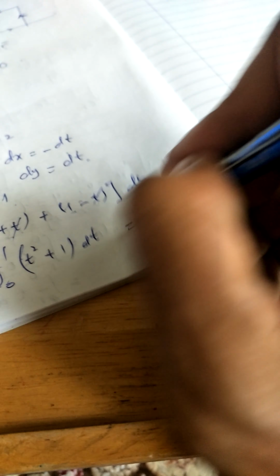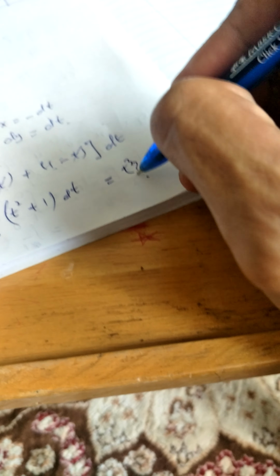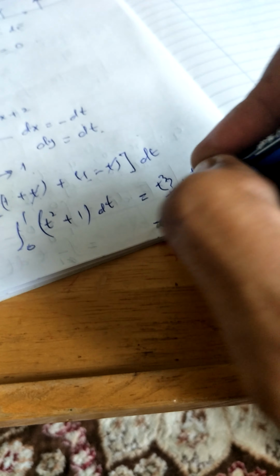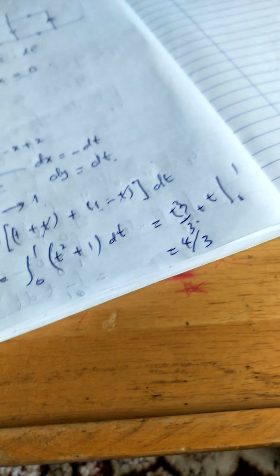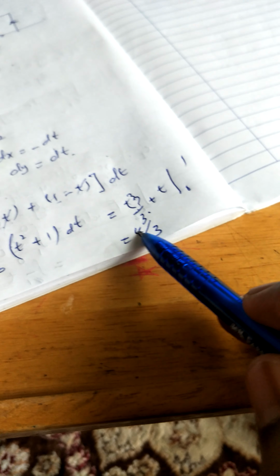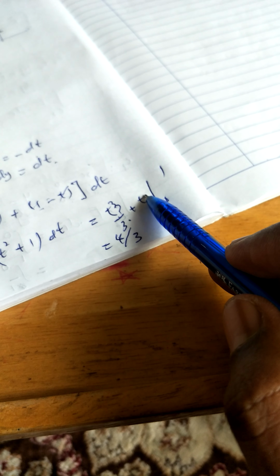Okay, so then you can just evaluate whatever value there. Let's try that. It's t cubed over 3 plus t from 0 to 1, so you got 4 over 3. Correct? So you have 1 over 3 plus 1, so 4 over 3. Okay, that's correct.